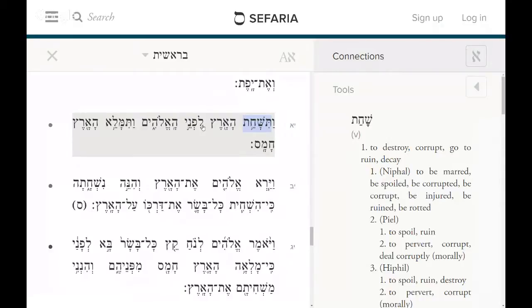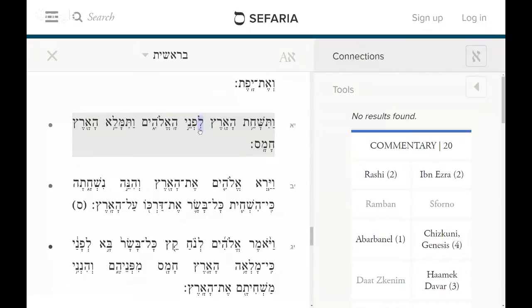All right, lifnei, and so we'll say it's a prepositional phrase. Technically, the preposition part is just this lamed, and that means to or for, or it can be translated a few different ways. Usually, it's to or for, and then pnei is technically a noun. The word is always plural, panim, and that means face or surface.